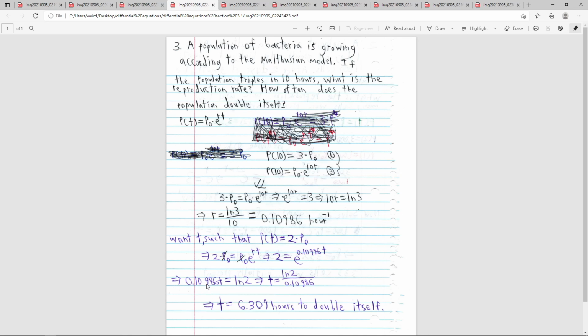Take natural log of both sides to get 0.10986 t equals ln 2. To solve for t, basically divide both sides by R here. So we get t equals ln 2 divided by 0.10986. And you plug it in the calculator and you get 6.309 hours to double itself.